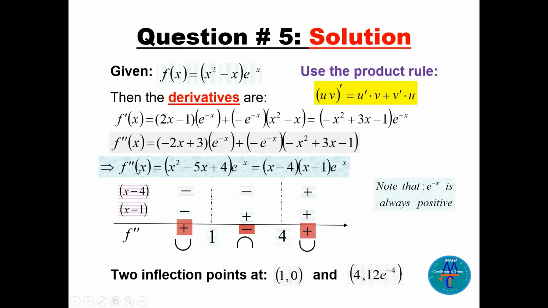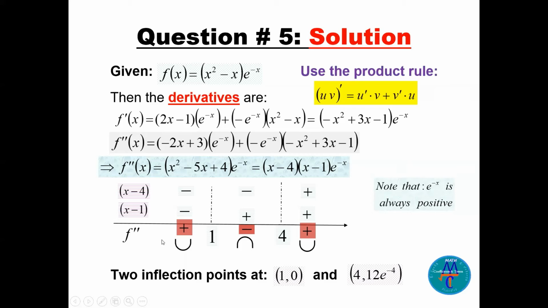So f double prime, after you simplify it, will be x squared minus 5x plus 4 times e to the minus x. You can check that, please. We can factor this: x minus 4, x minus 1. And remember, the exponential function is always positive.